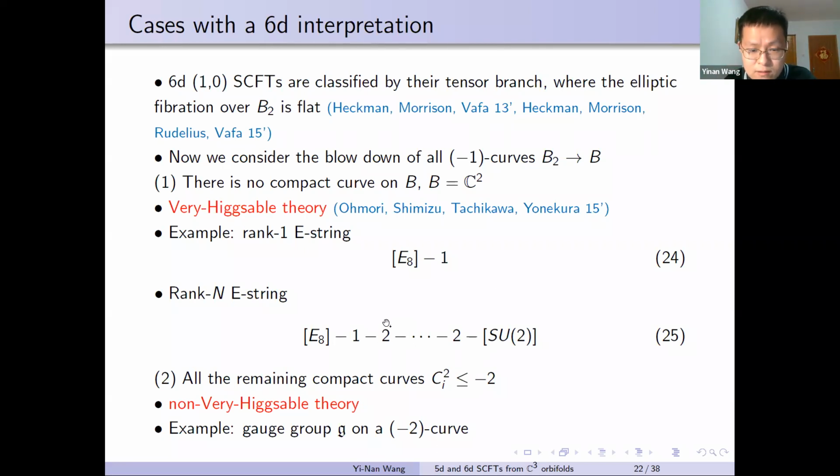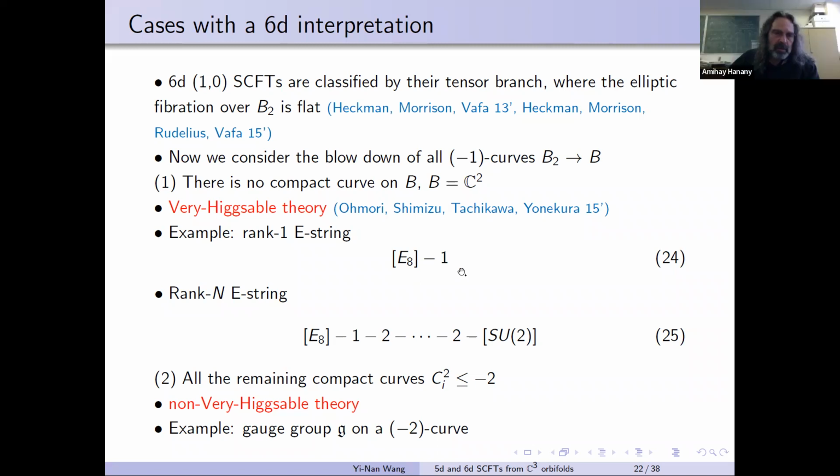Even if you have a gauge group on these curves, this is still called a very Higgsable series. So I think this name only cares about the base property, but not the gauge groups. That was the terminology that they invented before. They're supposed to know gauge theories, so why are they using this terminology? I don't know, but this seems to be just a property of a tensor branch, of a tensor multiplet.